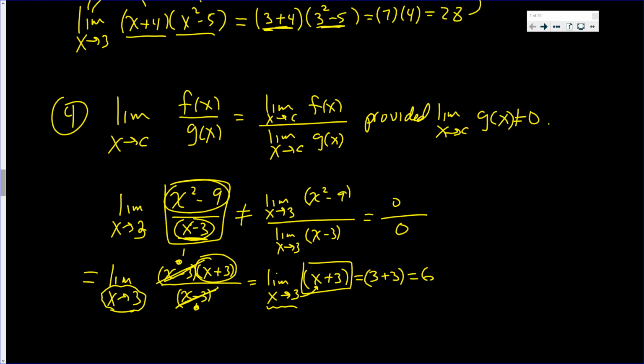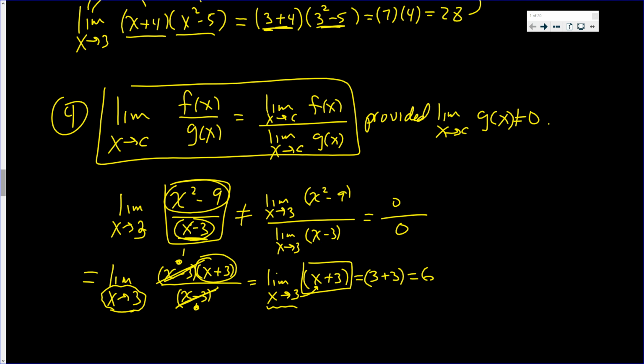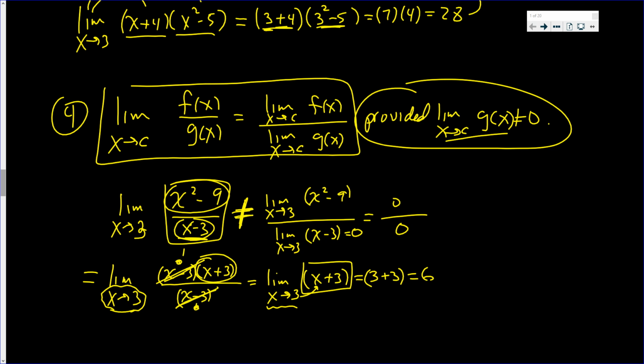So you are not able to use this rule to get the answer. Why? Because the bottom limit was 0. This limit equals 0. And that's why we say no, they're not equal. I suspect that there are times you may luck out where it wasn't a problem. But, you know, why gamble?